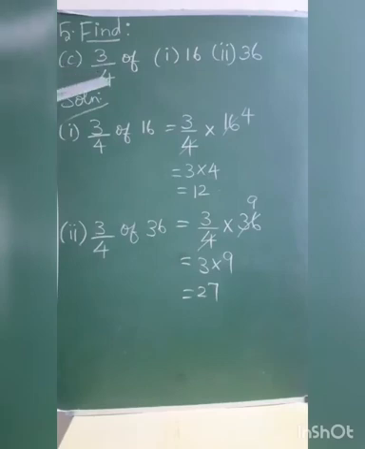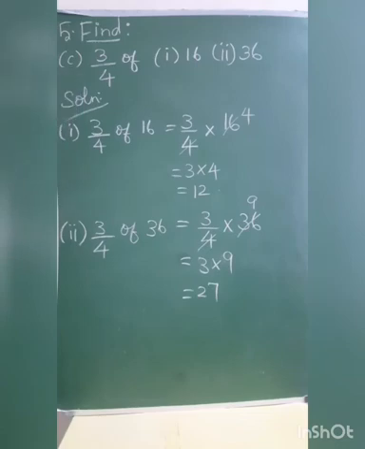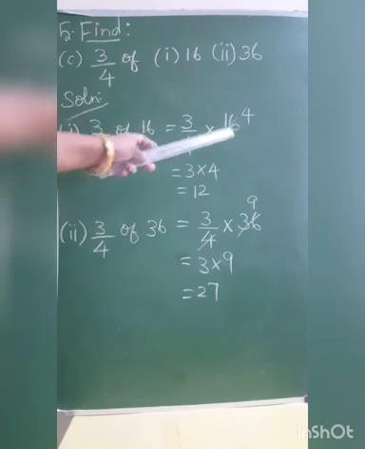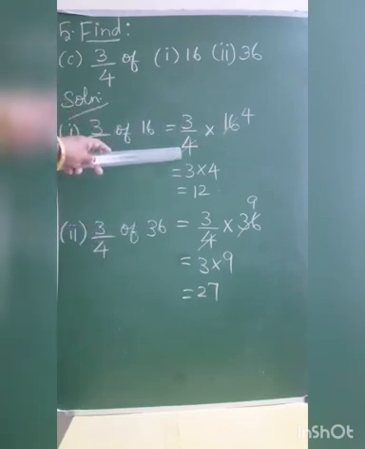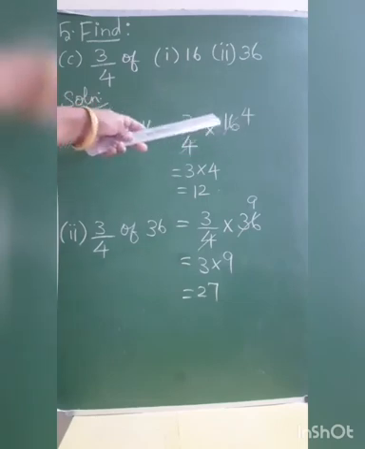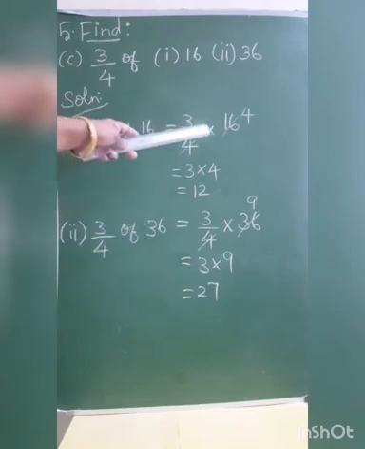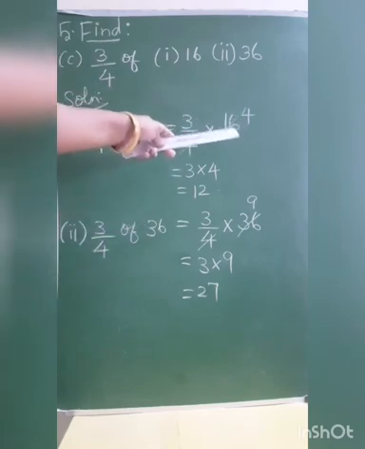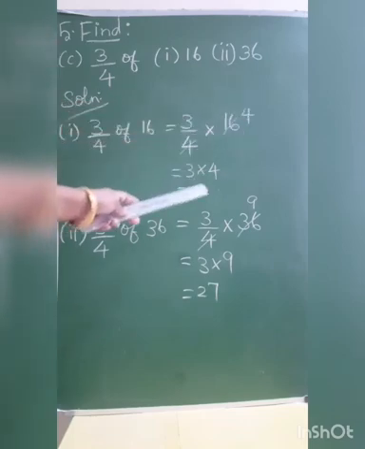Find C-sum: 3 by 4 of 16, 3 by 4 of 36. In C-sum there are two sums. First one, 3 by 4 of 16. 3 by 4 of means multiply by 16. In cancellation, you have to cancel the numerator or the whole number with the denominator. So 4 4s are 16. Now the numerator is 3 into 4, so 3 4s are 12.